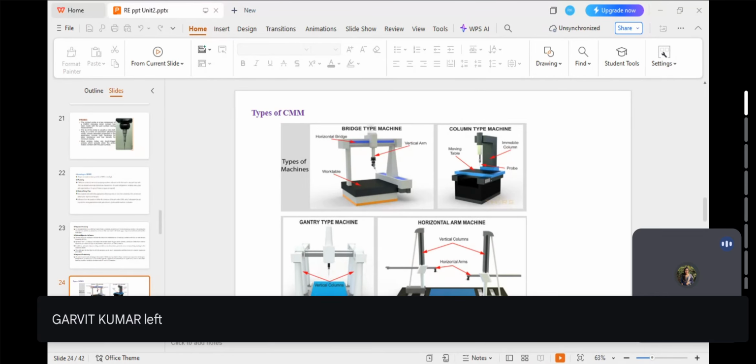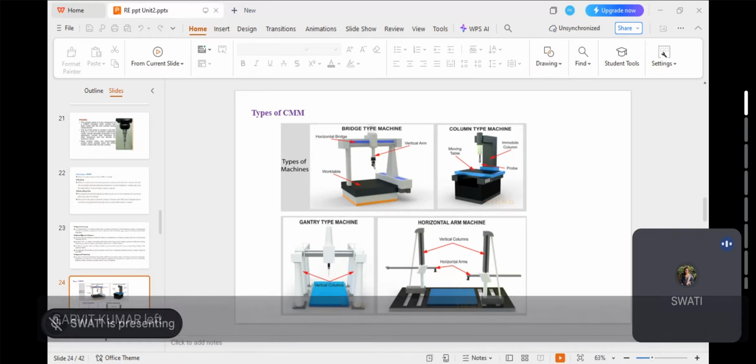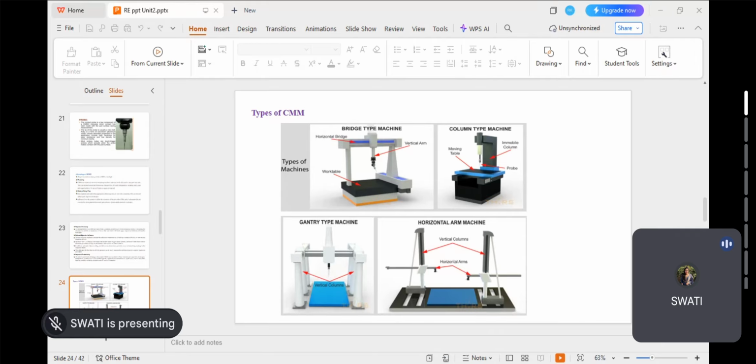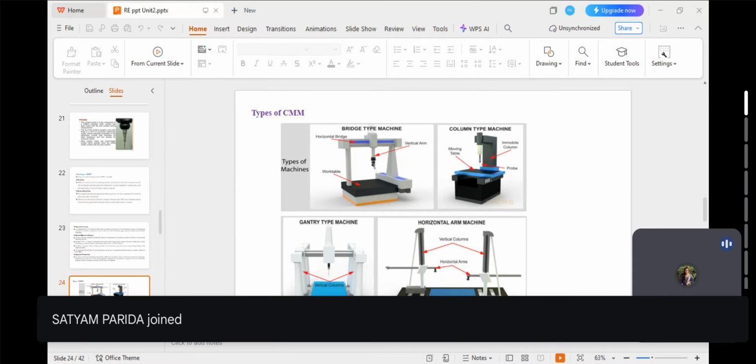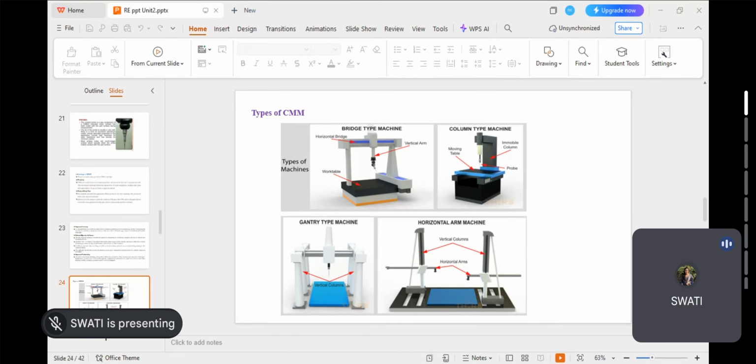So this is how you can define the coordinate measuring machine. You understand the working of the CMM, you know the features of CMM. We talked about the principle as well as the components of CMM. We know the advantages of CMM, and now we are also aware of the different types of CMM. So this is all for today's class.